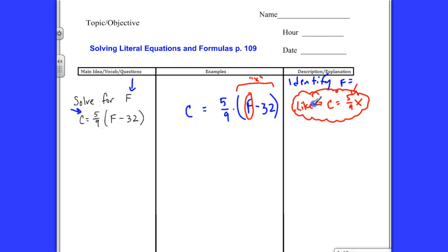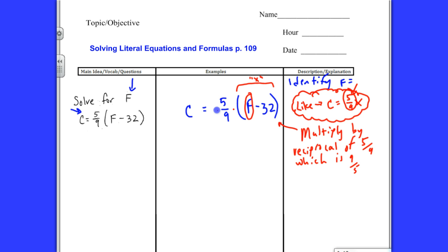So you're hopefully thinking, well, I would multiply that by 9/5. I might have said that wrong a minute ago. You multiply by the reciprocal, which is 9/5. So that's what I'm going to do. All right, and watch what happens. I'm going to get this down, please. I'm going to multiply by the reciprocal of 5/9, which is 9/5. So I'm going to do that.